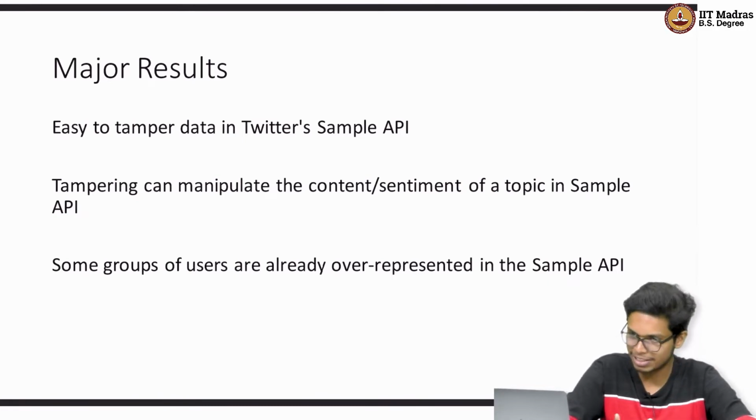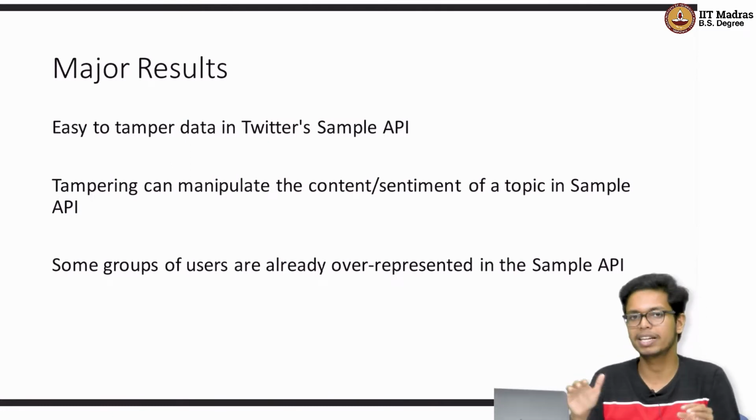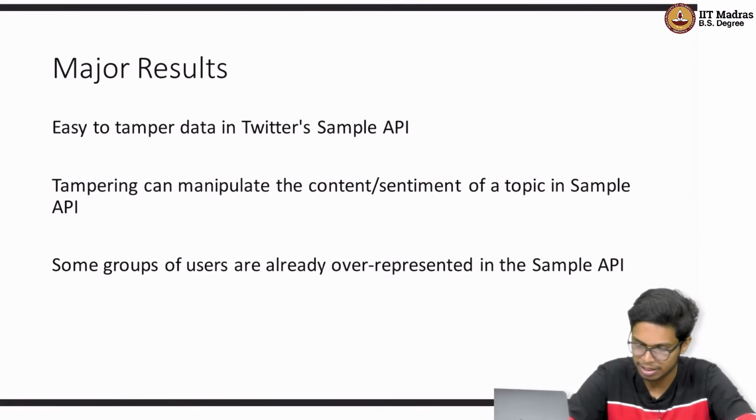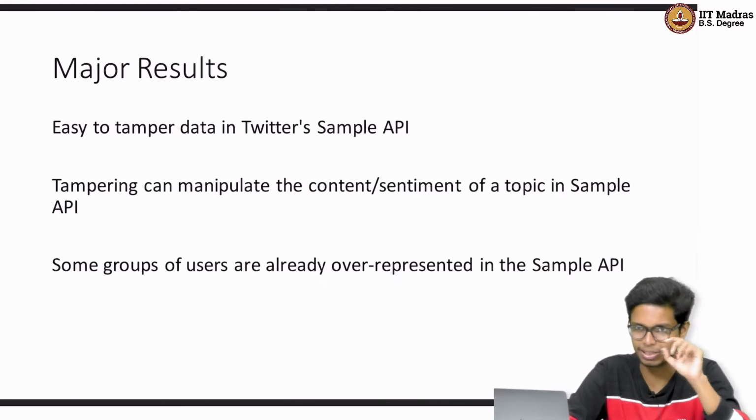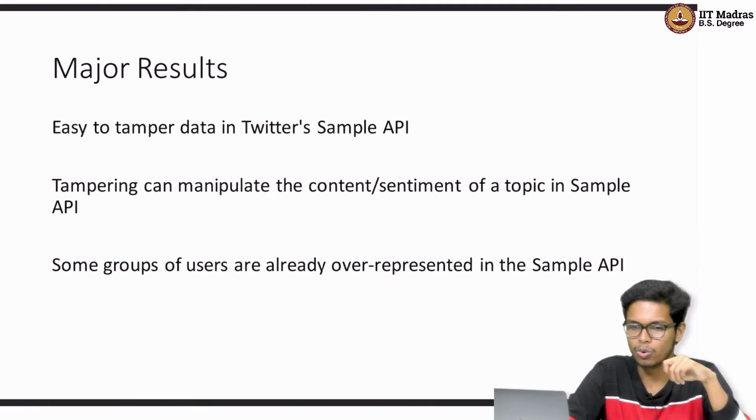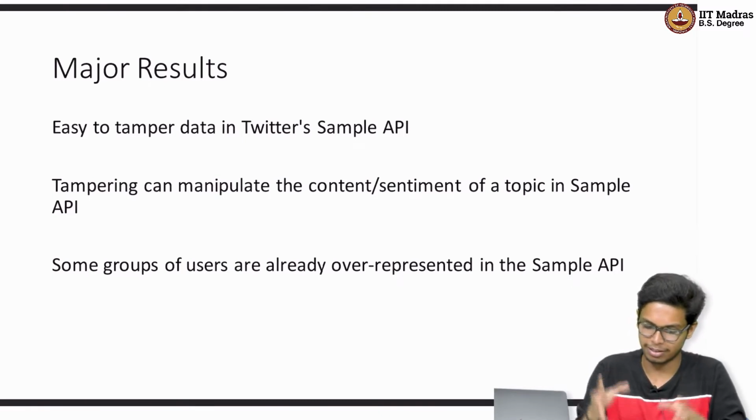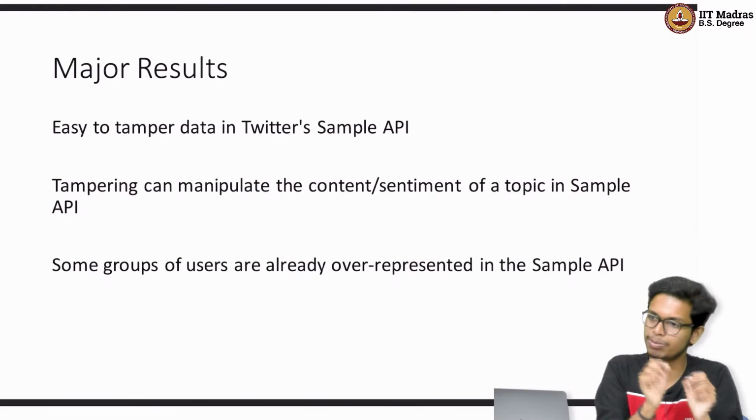The third and surprising finding is some groups of users are overrepresented in this sample API. So Twitter claims that it is a truly random 1% sample API, 1% dump of all tweets within a specific time period. But the authors of this paper observe that there are specific users who are overrepresented. So the majority of the tweets are coming from very specific sets of users.